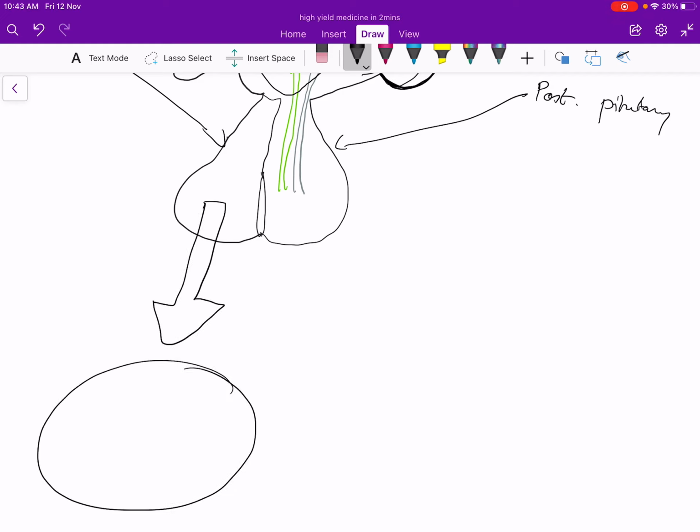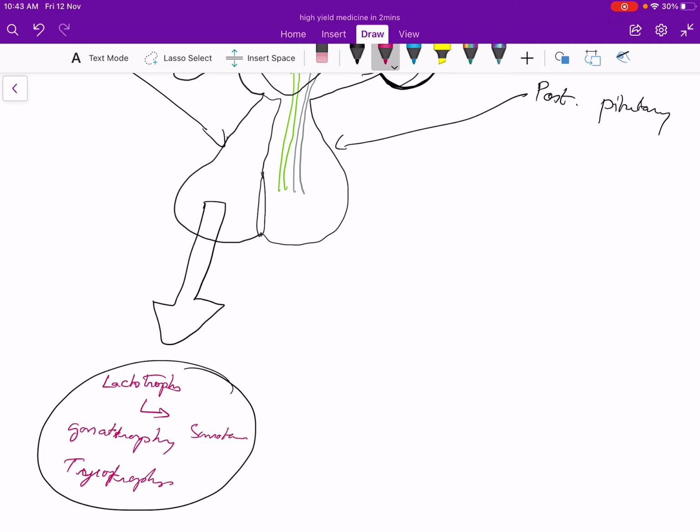you see glandular cells which are composed of lactotropes, which make prolactin, gonadotropes which make FSH and LH, thyrotropes which make TSH, and somatotropes which make growth hormone.